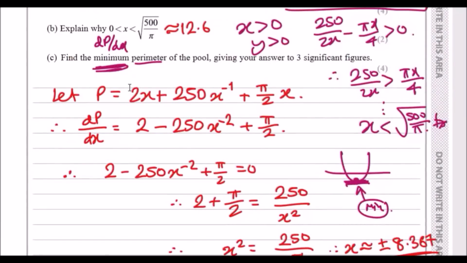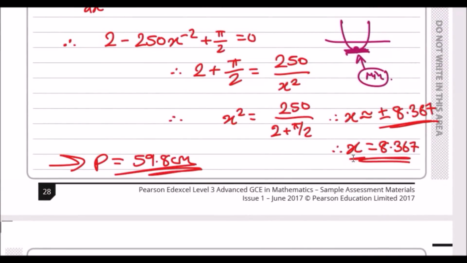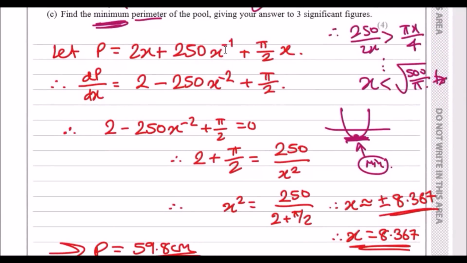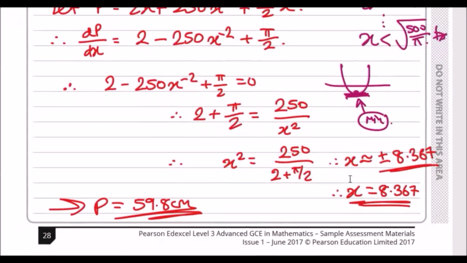And finally, to get the minimum perimeter, using the minimum value of x, which is over here, plug this into the perimeter equation and voila. Replace x with this and you should get 59.8 centimeters to 3 significant figures. Done.